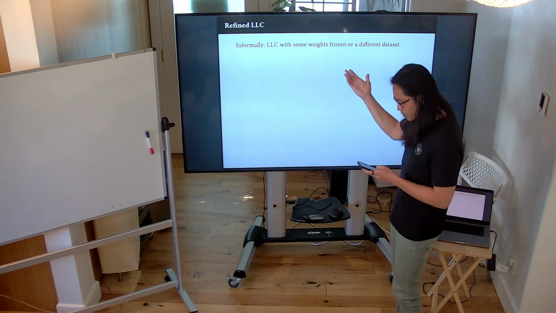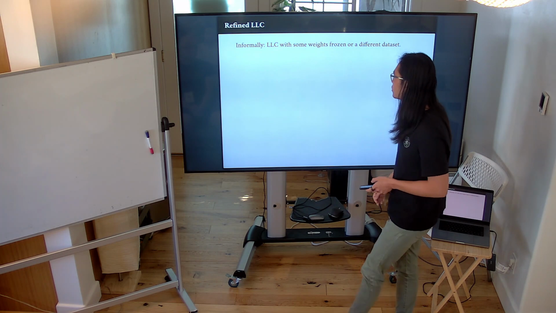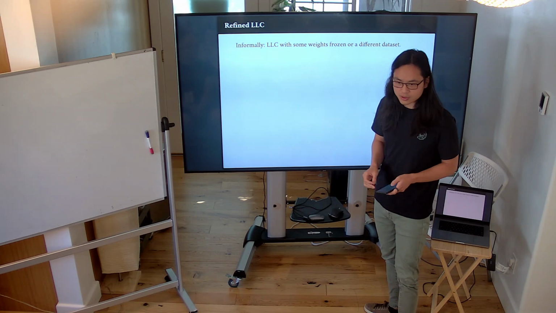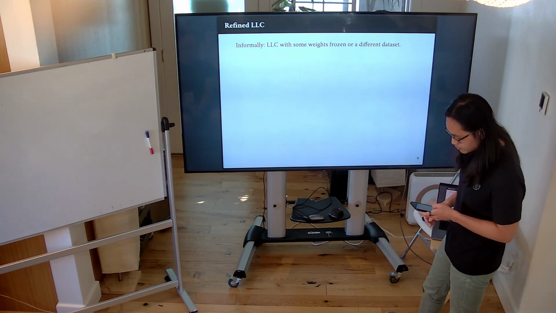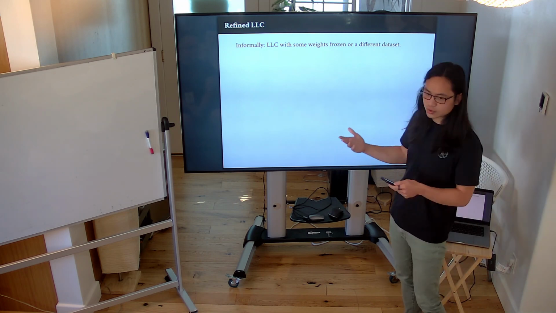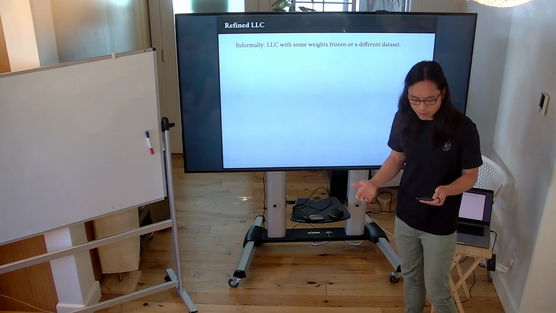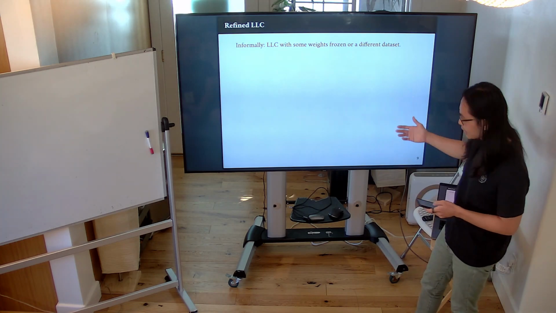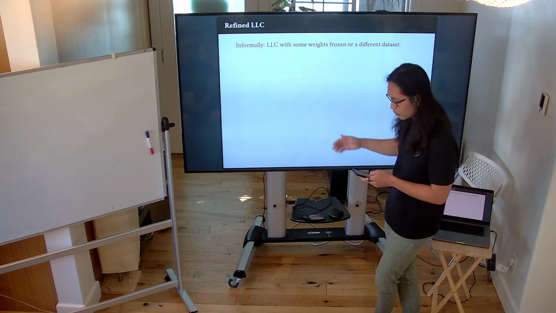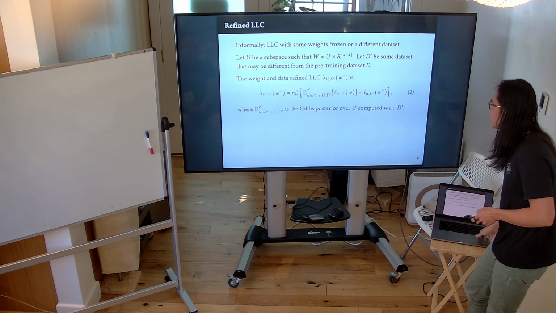Okay, so what is this refined LLC? Here's the new thing. Informally, we can think of this as just freezing some of the weights when we do this perturbation, and maybe computing loss using a different data set. The LLC tells you something about how the model as a whole changes over the course of training with respect to the pre-training data set. The idea here is that you can understand something about arbitrary components of the model, which are the unfrozen weights, with respect to some arbitrary data set over the course of training. And then here's some math.